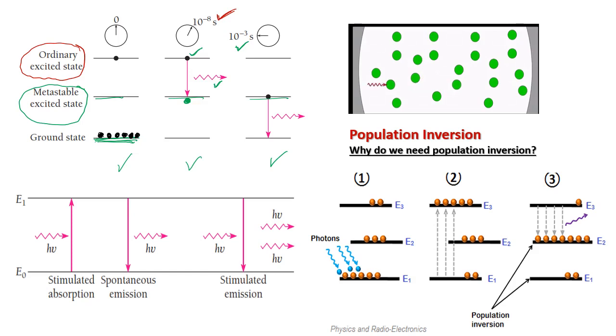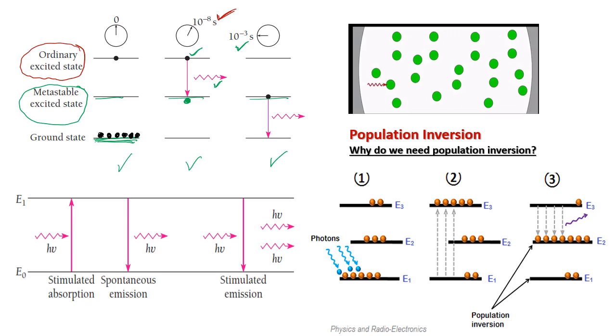The medium in which we choose our metastable states to achieve the lasing action is known as the active medium. The word I am using is active medium. So what is an active medium? An active medium is one in which we choose our metastable state to achieve the lasing action. That is what we mean by the active medium.